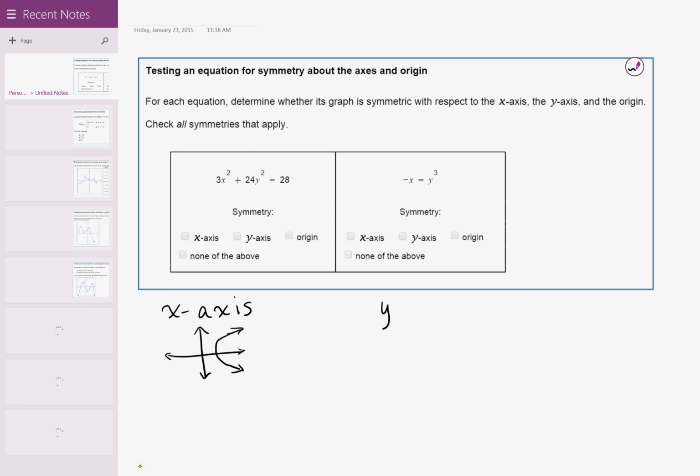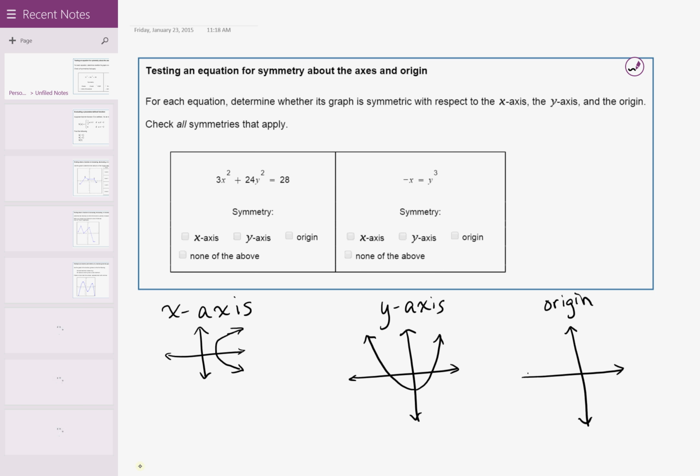If we have symmetry about the y-axis, what that means is that the image is symmetric horizontally. And that can be a function, but doesn't have to be. And then we have symmetry about the origin. And what that means is that if I take the image and I rotate it 180 degrees, so actually flip the sheet of paper 180 degrees, I have the same image that I started with. And again, that can be a function, but doesn't have to be.